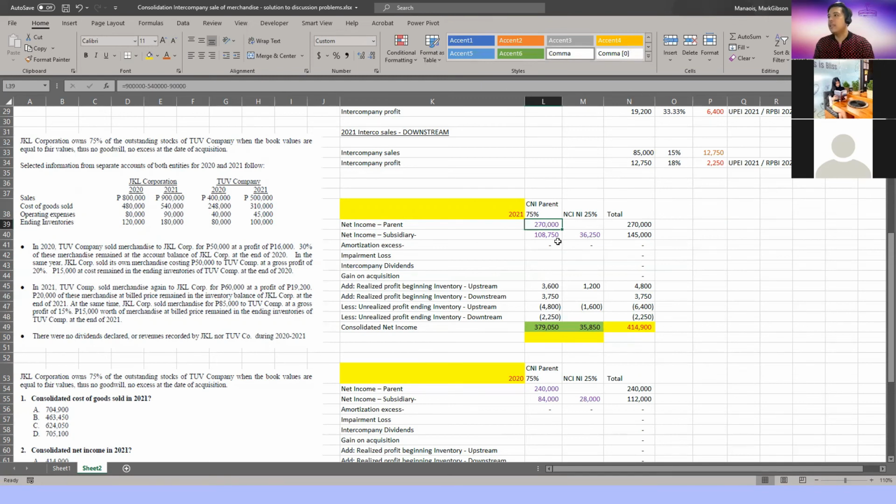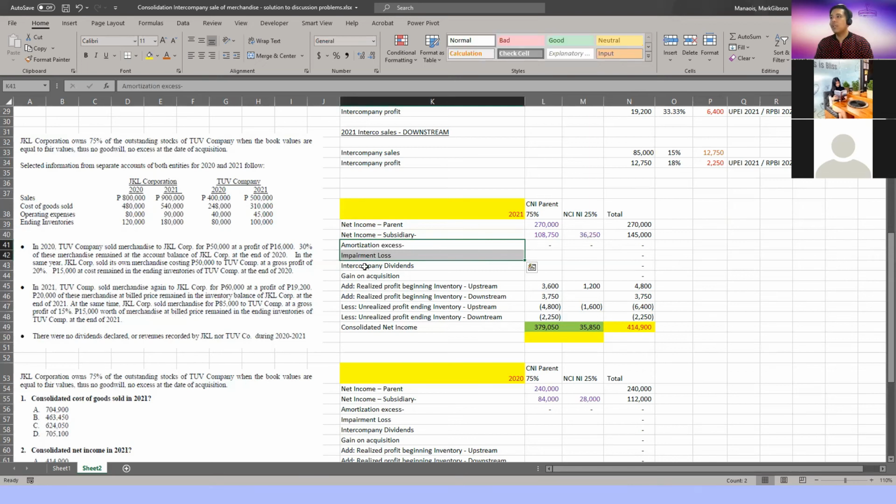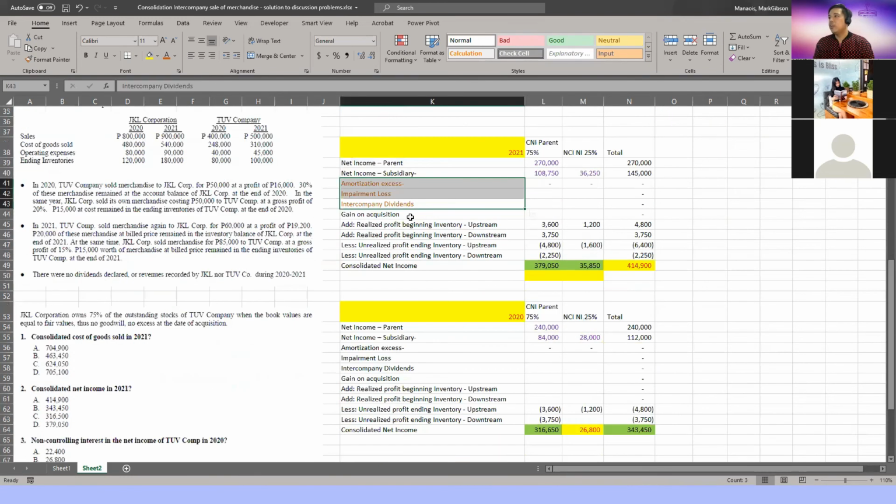Now si subsidiary, so that's 500 less 310 less 45, multiply by 75%. So that's 108,750 for the parent and 36,250 for the non-controlling interest. Walang amortization of excess, walang impairment loss, sabi sa third bullet, wala ring intercompany dividend. So okay tayo. Gain on acquisition, wala rin naman.